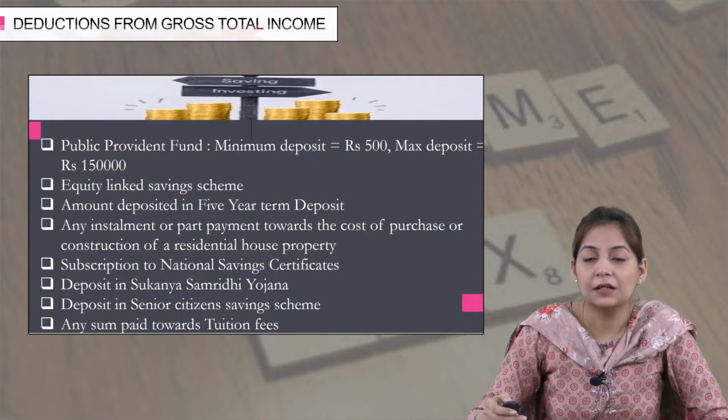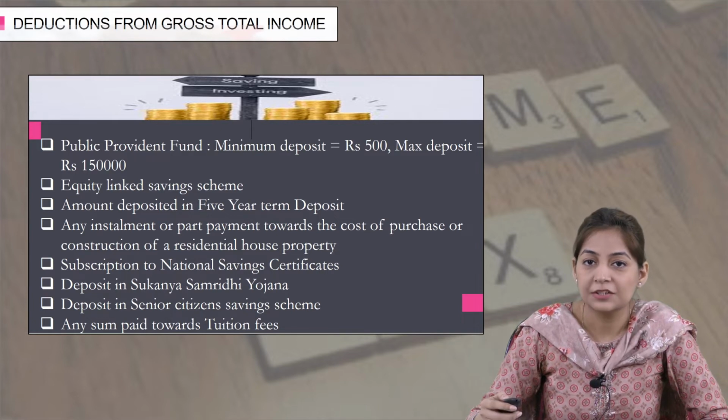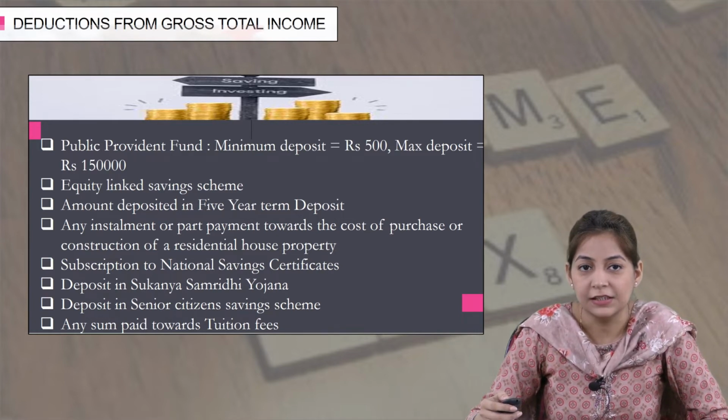Next, these are different modes of investment where you can do the savings or investment and you can claim the deduction under section 80C.